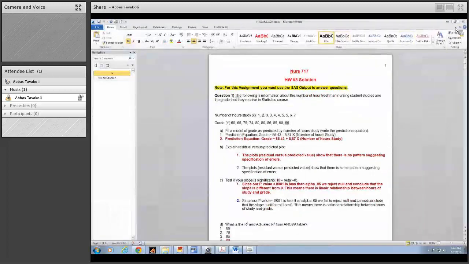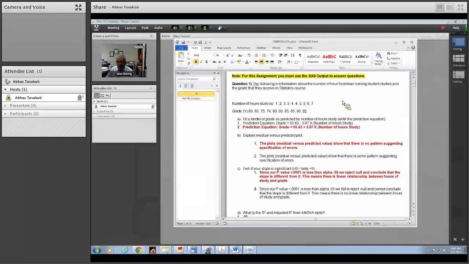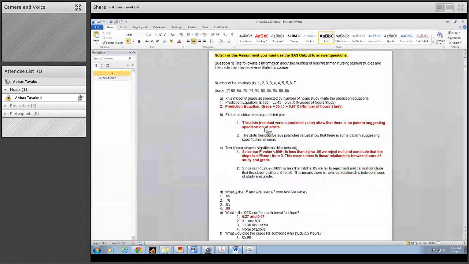The first problem, I asked you, we have again the number of hours of study and grade, the same problem you had for simple correlation, Pearson correlation. I asked you to run regression and look at the SAS output. So I asked you to fit the model grade as predicted by number of hours of study and write a prediction equation. Again, your outcome is grade, and the number of hours of study is your independent variable.